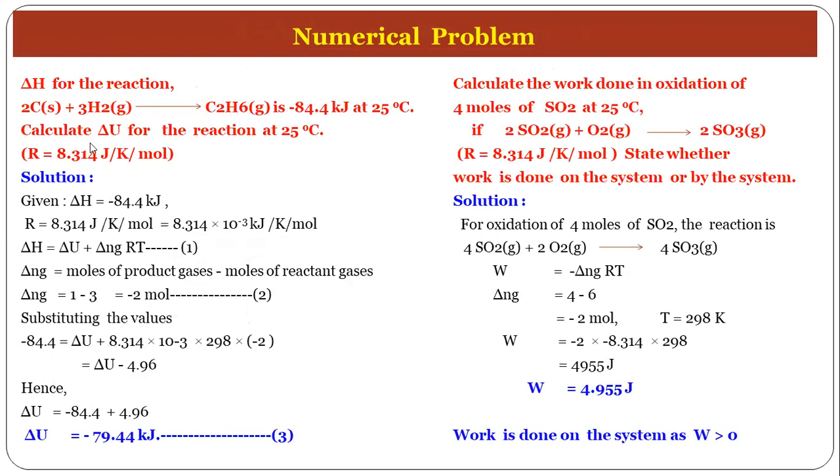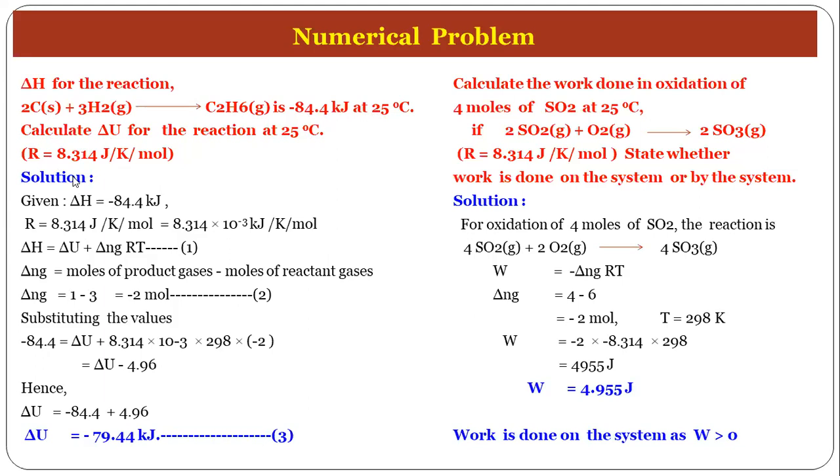Now look, these are the numericals that depend upon this change in enthalpy. Delta H for the reaction, one numerical is given here. This is a 2 marks numerical. One reaction is given: 2 carbons plus 3 H2 gas gives C2H6 gas. Delta H of the reaction is given, minus 84.4 kilojoule at 25 degrees Celsius. So delta H is given, and what is asked? Calculate delta U for the reaction at 25 degrees Celsius. The gas constant R is equal to 8.314 joule per Kelvin per mole.